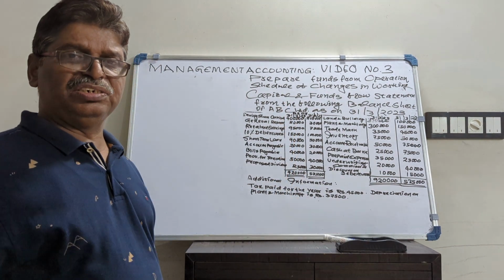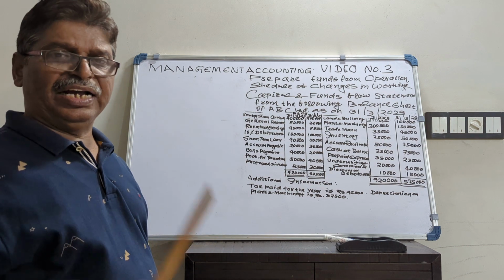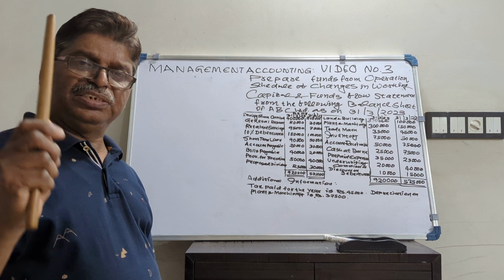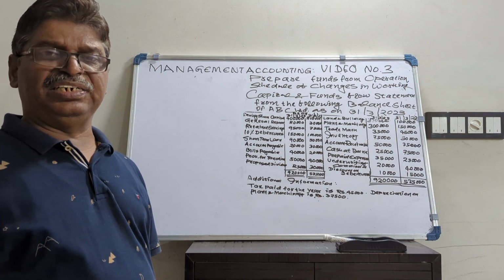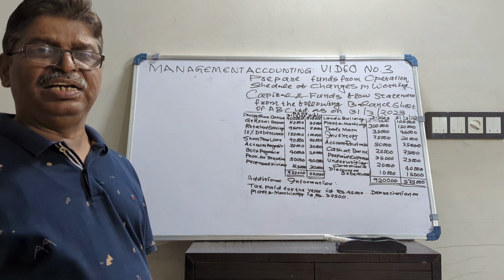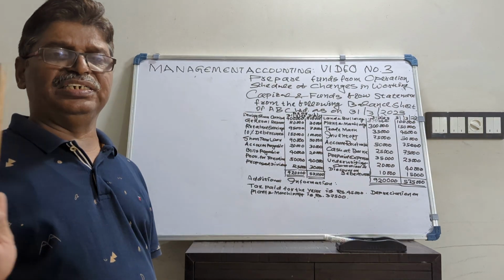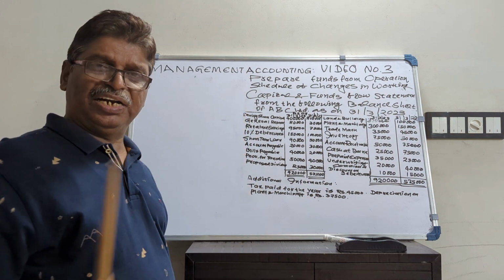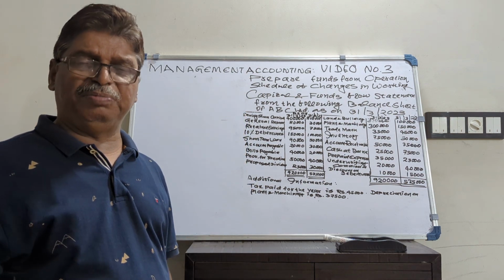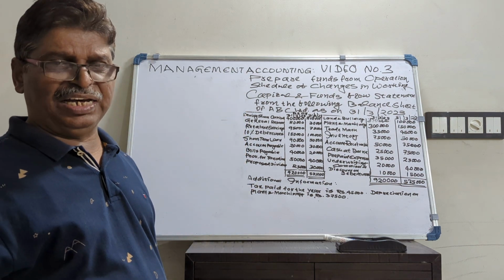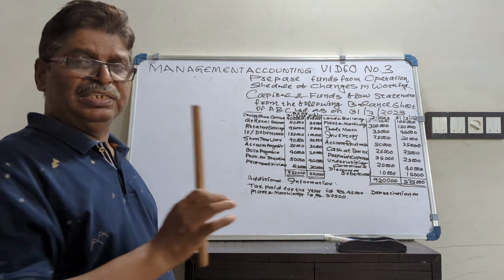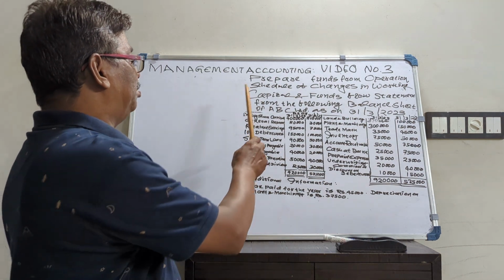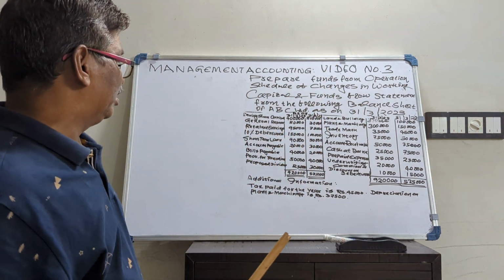Already we discussed working capital means excess of current assets over current liabilities. If there is an increase in current assets, that means increase in working capital. Decrease in current assets, decrease in working capital. And reverse is the case in increase or decrease in current liabilities. Increase in current liability means there is decrease in working capital. Decrease in current liability means there is increase in working capital. That is required for preparation of the schedule of changes in working capital.